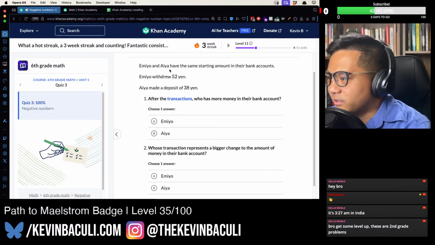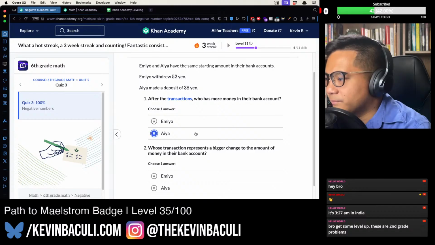Emio and Aya have the same starting amount in their bank accounts. Emio withdrew 52 yen. Aya made a deposit of 38 yen. After transactions, who has more money in their bank account? Aya. Whose transaction represents a bigger change? Emio.